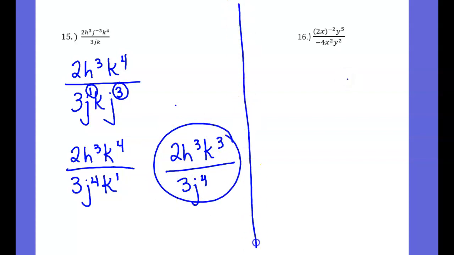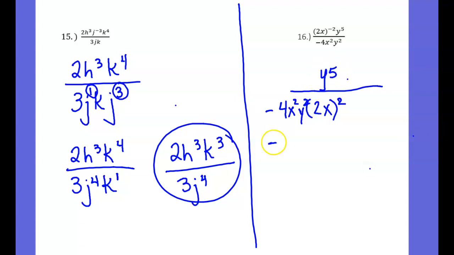All right, and now the last one here, how I would set it up, and again, you can do it your own way. There's different ways to do it, but I like that 2x to the negative 2. I'm immediately going to pull that down and make it positive. My negative 4x is out front, x squared, okay, y squared. All right, so up top, I'm just left with this y to the fifth.